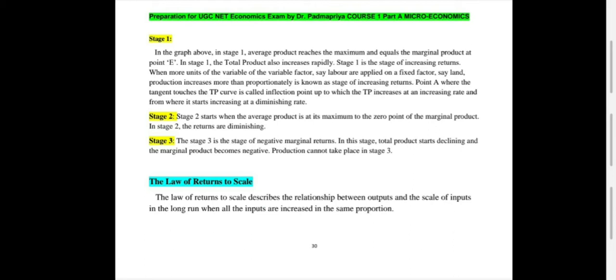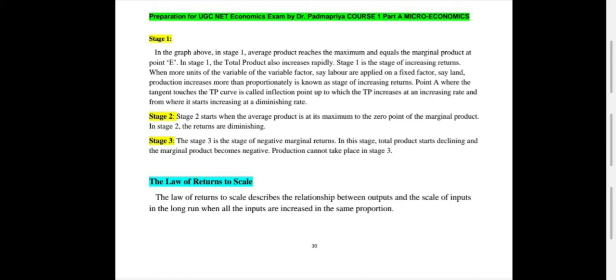When more units of the variable factor, say labor, are applied on a fixed factor, say land, production increases more than proportionately, and this is known as the stage of increasing returns. Point A, where the tangent touches the TP curve, is called the inflection point, up to which the TP increases at an increasing rate and from where it starts increasing at a diminishing rate.